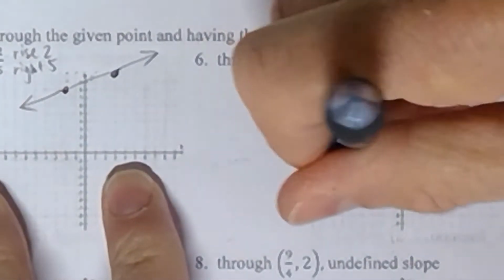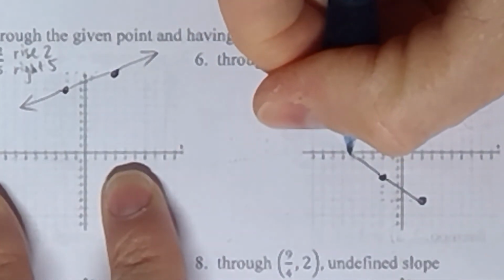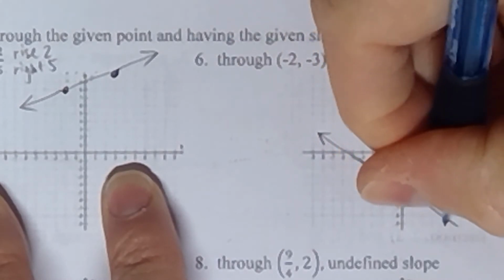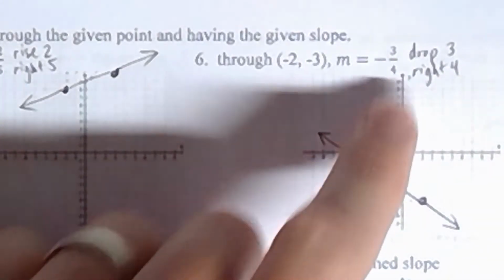And I got a little bit crooked there. Again, don't need to be perfect, but I want to try to be as good as I can here. Okay. There we go. And so that's what happens when you have a positive or a negative slope.